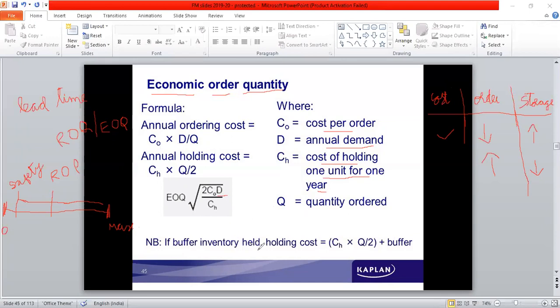If buffer inventory is held, holding cost is equal to this equation. So here what we are trying to understand is, with the help of this equation, EOQ is equal to this equation, we decide on how many units should be ordered every time an order is placed. Reorder quantity or economic order quantity talks about the number of units which should be ordered every time an order is placed, which also should be economic in nature. So there should be a balance between these two types of cost, that is the ordering cost and the storage cost.